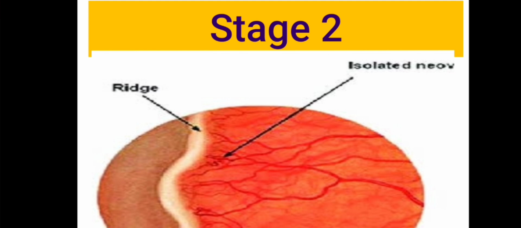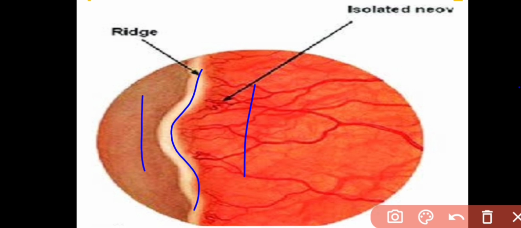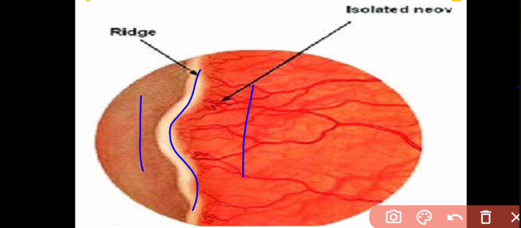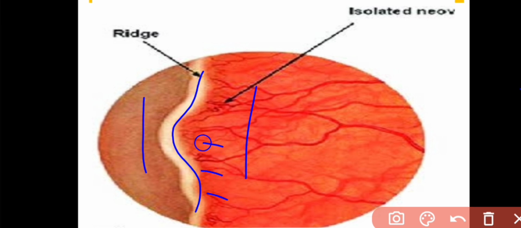Next, moving on to stage 2. As you can see in this picture, this is the vascularized retina and this is the avascular retina, and in between there is a formation of ridge. The line which was seen in stage 1 will develop both height and width to form the ridge here. The ridge may vary in height and its color may range from white to pink. There can be small tufts of neovascular tissue lying on the surface of the retina.